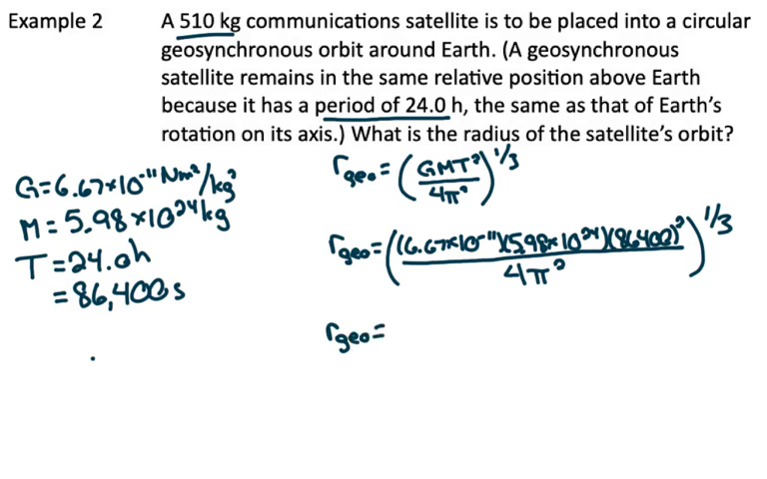We'll go to 3 sig figs, and we get 42,200,000 meters. Again, this is more commonly referred to in kilometers, so dividing that by 1,000, we would get 42,200 kilometers. So every GPS satellite, every other satellite in a geosynchronous orbit is 42,200 kilometers up.